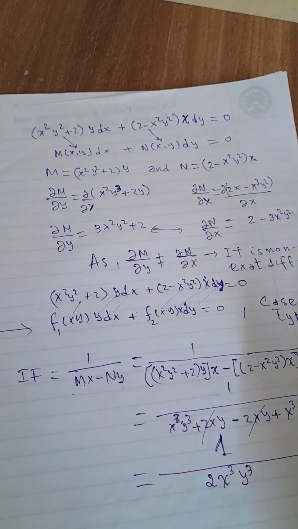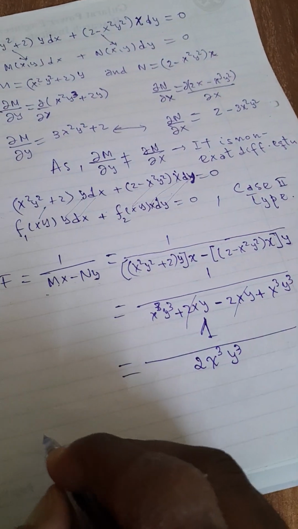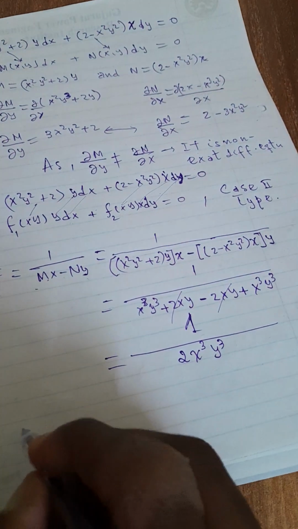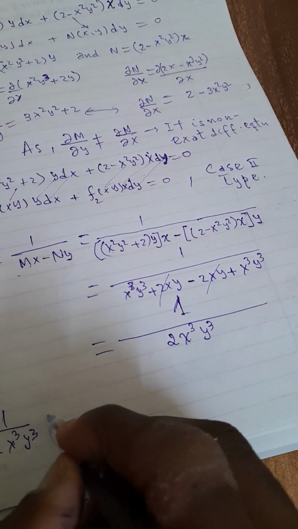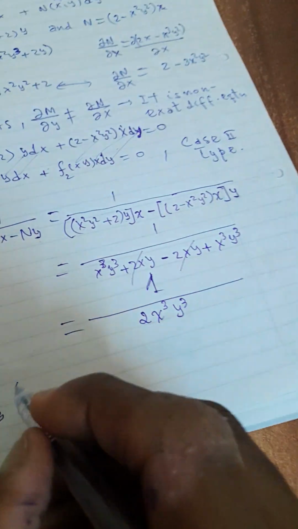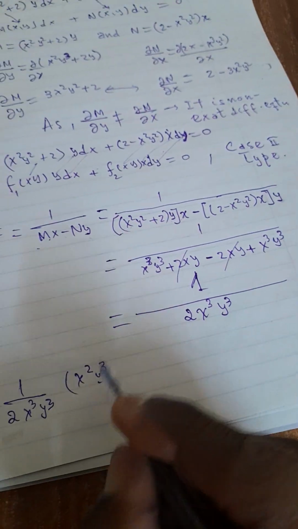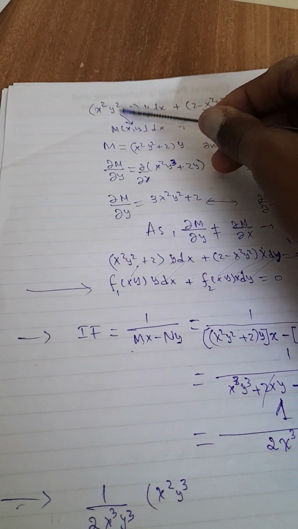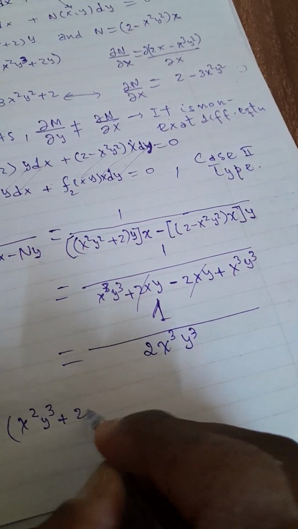Then apply the exact differential equation method to solve this. Let us now multiply the IF. I will multiply this and this, so it will be 1 upon 2x cubed y cubed times x squared y cubed. I just multiplied with this y. You see this y? Multiply this and multiply here. This will be plus 2y.